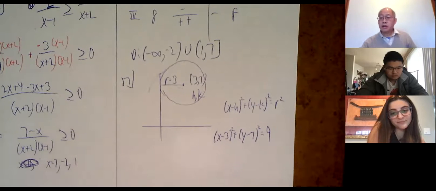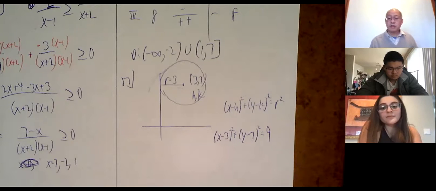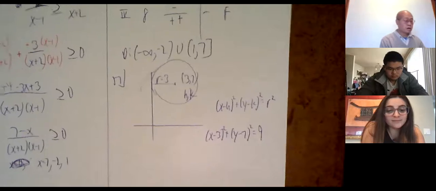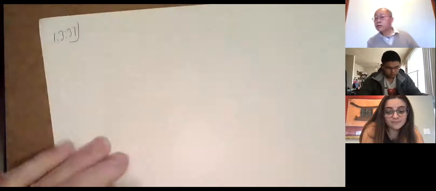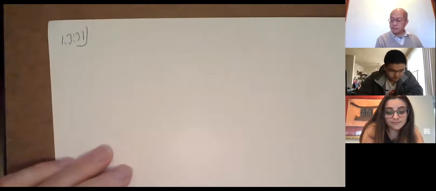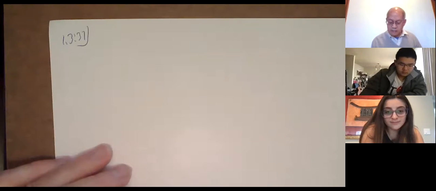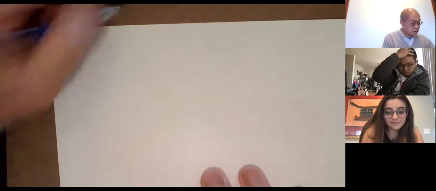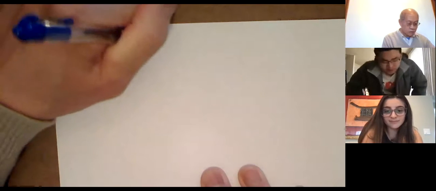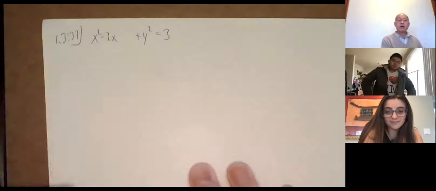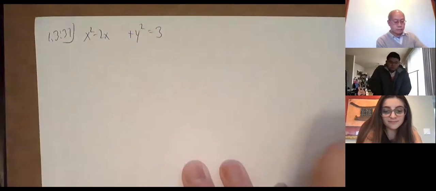Okay, and let's see. Kind of have to pick my spots here. 1.337, okay. What time is it? You got maybe 5 minutes or so. 1.337. Find the center and the radius of the circle. x squared minus 2x plus y squared equals 3. I'm intentionally leaving a space there.